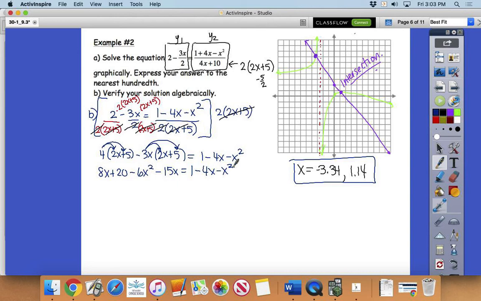Now I'm going to bring everything to one side because it's a quadratic equation. So I will bring this negative 6x squared to the other side by adding positive 6x squared, and to this one, positive 6x squared. That will cross off. Then I'm going to subtract 8x from both sides, and then add 15x. I'm just doing this all in one step, and then finally subtract 20 from both sides. So on the left side, we're going to have 0.